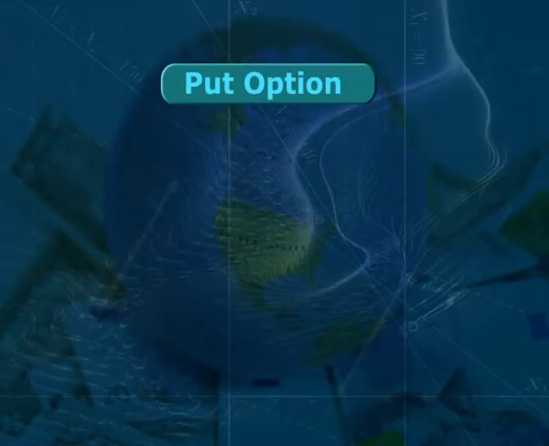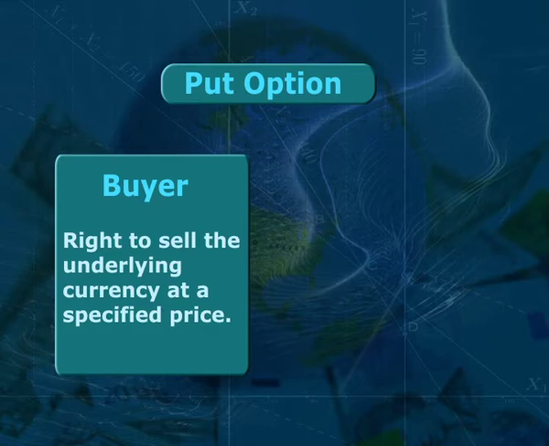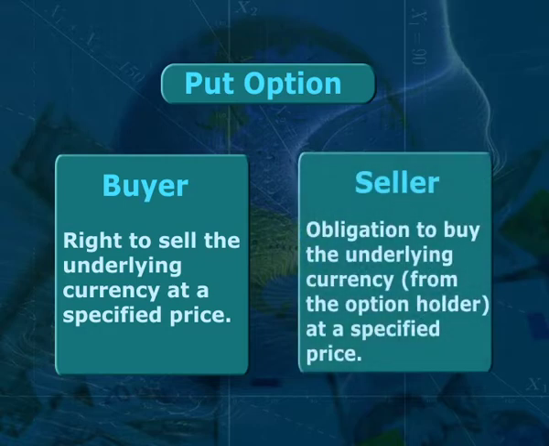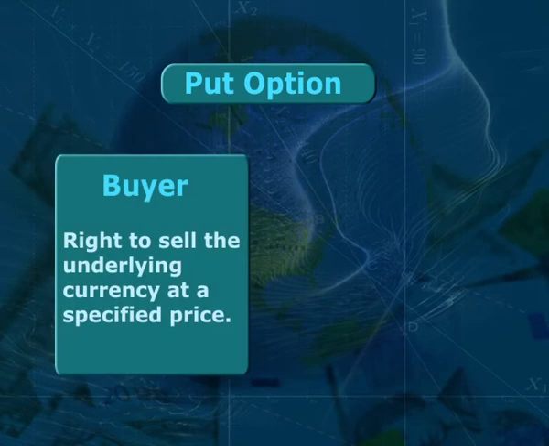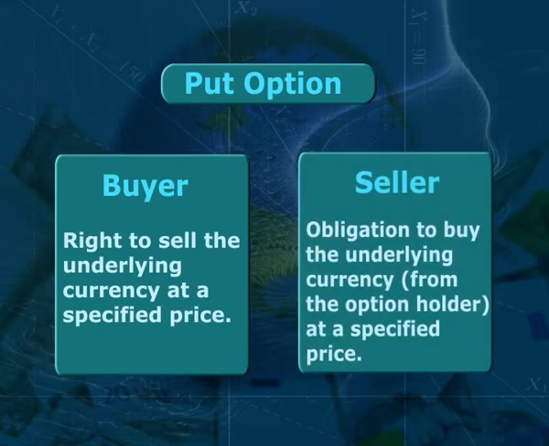There are two types of option contract. The first one is known as a call option. Here, the buyer has a right to buy the underlying currency at a specified price and the seller or writer has the obligation to sell the underlying currency to the option holder at the specified price. The second one is known as a put option. Here, the buyer has a right to sell the underlying currency at a specified price and the seller or writer has the obligation to buy the underlying currency from the option holder at the specified price. The general currency in which the currency options are denominated is US dollar.